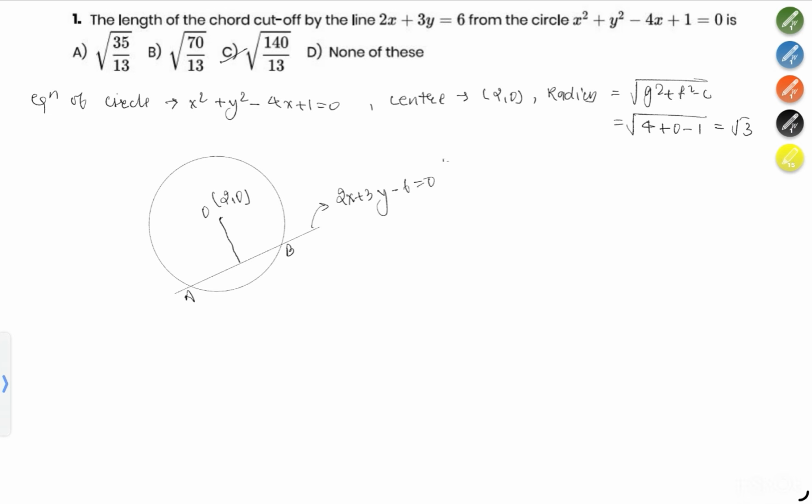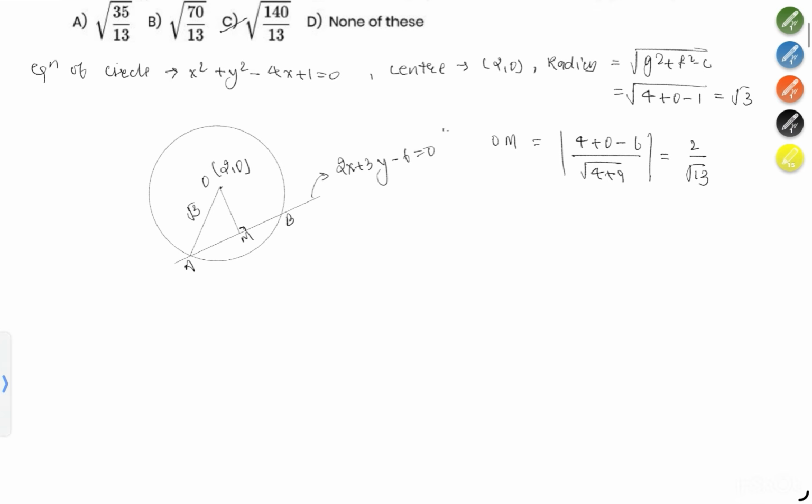If I draw a perpendicular on the chord, we know the perpendicular on the chord will lie at the midpoint. This is M. I can join these 2 points as well. So this is the radius, and the radius is root 3, as we have just seen. If I can find the value of OM, we can get the value of AM by the Pythagoras theorem. So we are finding the value of OM now. OM is going to be equal to modulus of 4 plus 0 minus 6 divided by square root of 4 plus 9, that is equal to 2 by root 13. And the value of the radius, as we know, is root 3.